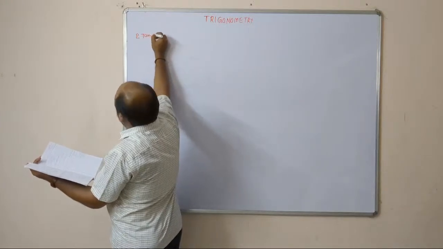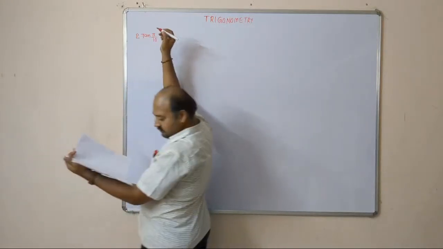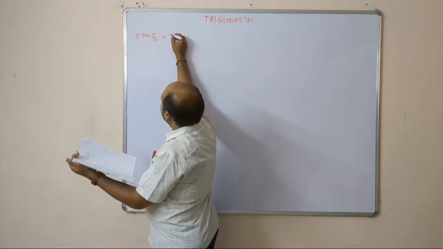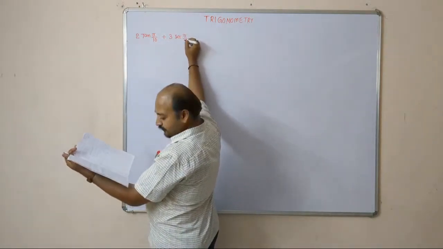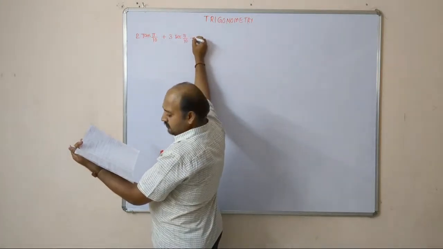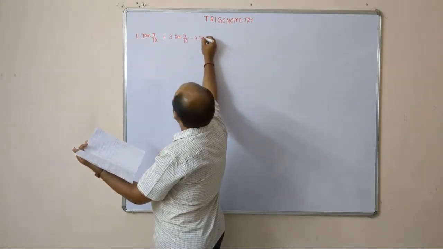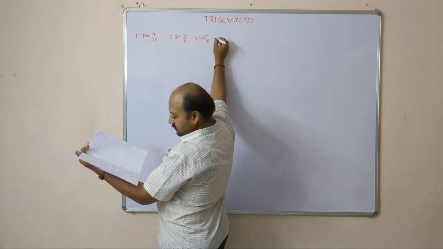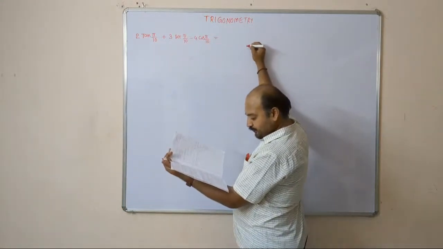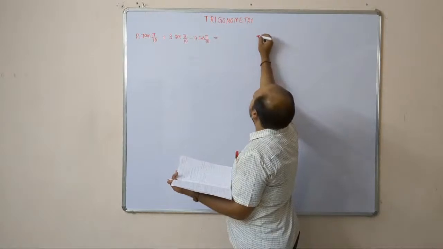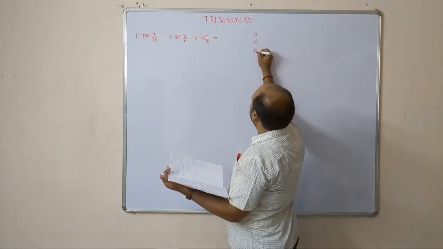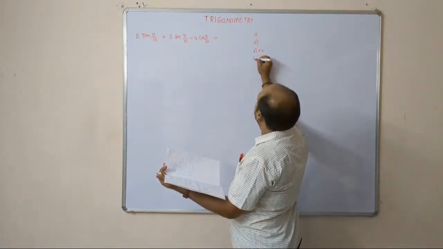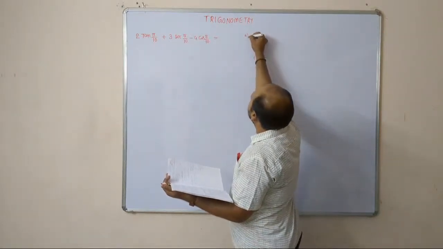2 tan pi by 10 plus 3 secant pi by 10 minus 4 cos pi by 10 is equal to, options are there: 0, root 5, root 3 plus 2, 1 plus root 2. These are the options, dear students.